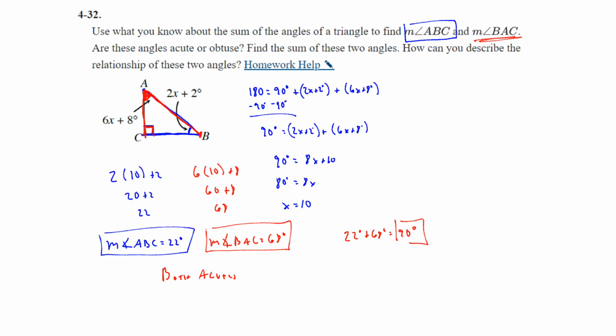And how can you describe the relationship of the 2 angles? Well, since they have to add up to 90 degrees, we know that the 2 angles must be complementary. So they must be complementary angles. And I think we've answered all the questions. We found the measure of the angles and answered those last couple questions as well.